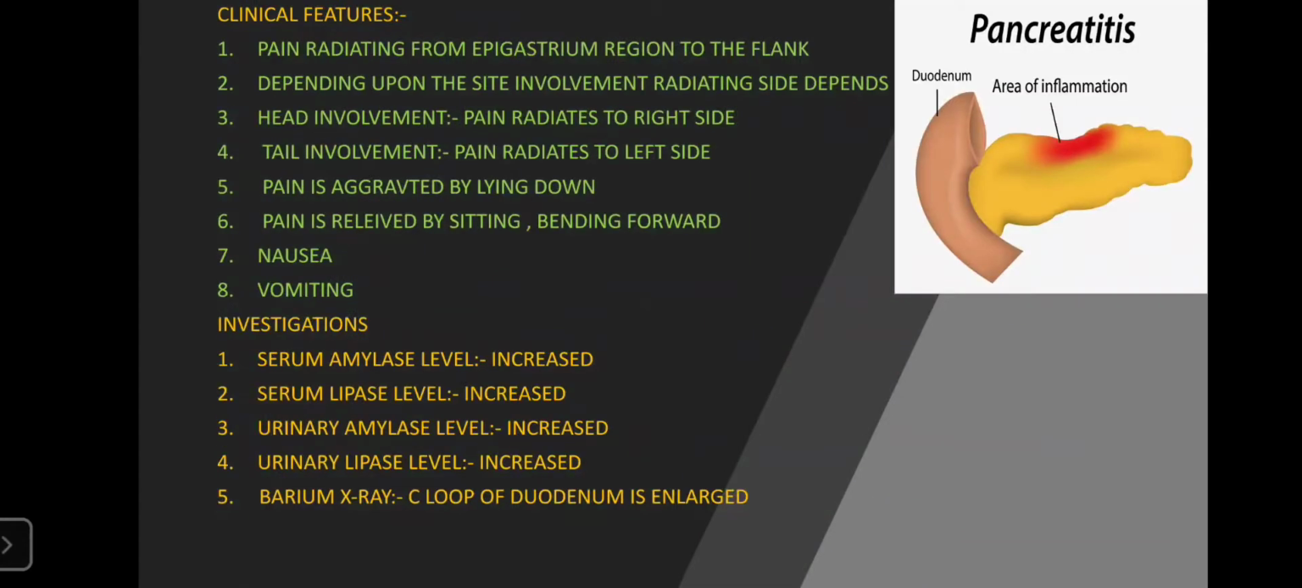So, what will be the clinical features for the pancreatitis? The patient will suffer from the radiating type of pain from epigastrium region to the flank. This radiation of pain depends upon the involvement of the site. If the inflammation of head is seen, then the pain radiates to the right side from the epigastrium region, while if the inflammation of tail, then the pain radiates to the left side from the epigastrium region.